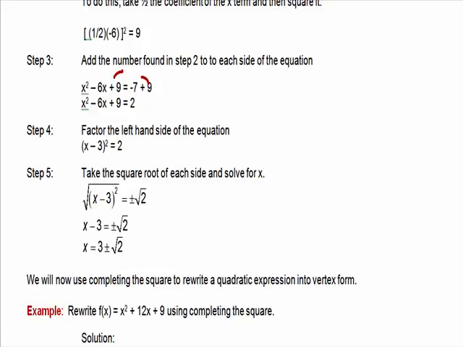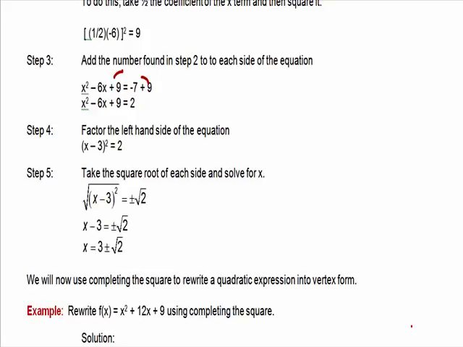Now our last step is we're going to solve for x. So because I have a squared factor on the left, I'm going to take the square root of both sides. So I get the square root of x minus 3 squared equals the square root of 2. But remember, any number when we go to take its square root has a plus or minus root. So I'll do plus or minus the square root of 2. On the left-hand side, the square root and the square cancel out for all practical purposes. And we get x minus 3 equals plus or minus the square root of 2. When we solve for x, we get x equals 3 plus or minus the square root of 2.